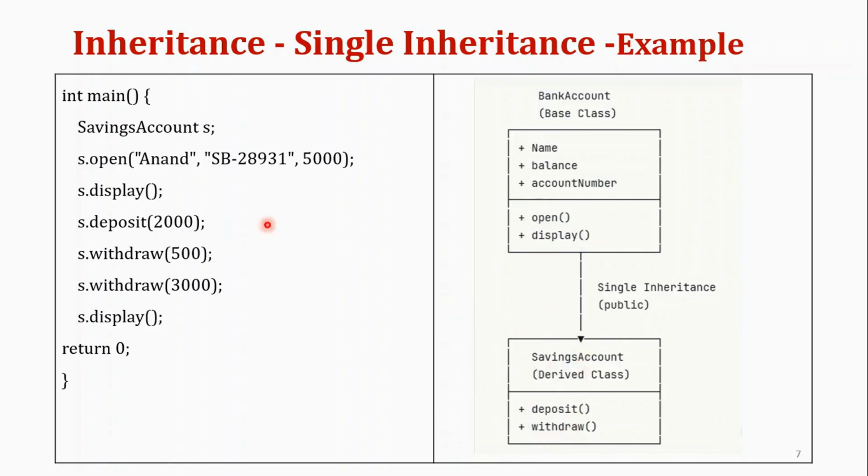So with the derived class object, yes, you can call base class methods: open, display, deposit, withdraw, and display again. Okay. So in this real world banking scenario, single inheritance appears here. With the diagram, I think you can easily understand how it is happening.